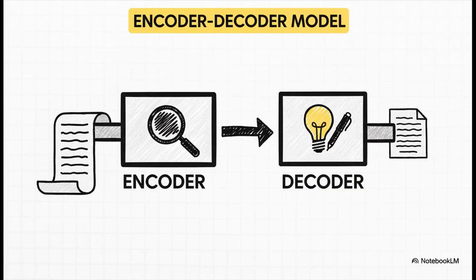So what happens when you combine those two? Well, you get the encoder-decoder model. And as you can probably guess, it uses both skills. An encoder reviews the input to understand it, and then a decoder creates a relevant output. This two-step process makes them perfect for tasks like summarizing a long document or translating between languages.